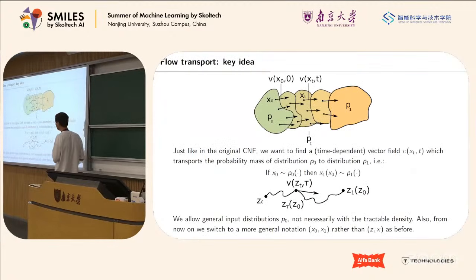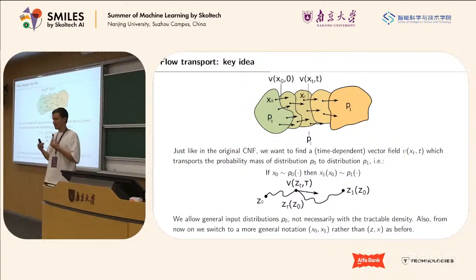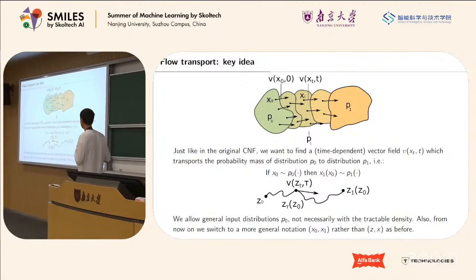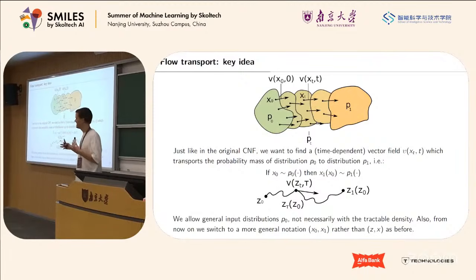What is the idea? Let us try to find some time-dependent vector field, V, such that, roughly speaking, informally, if we push the probability mass of our input distribution according to this vector field, then at time moment 1, we will obtain the distribution which we want to model, the complex data distribution.